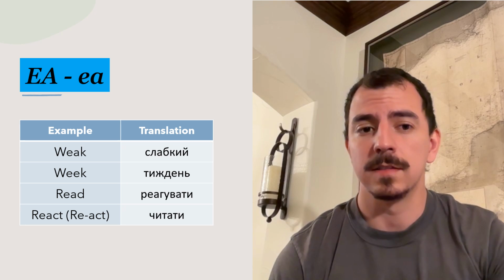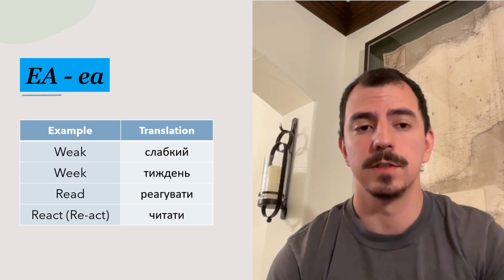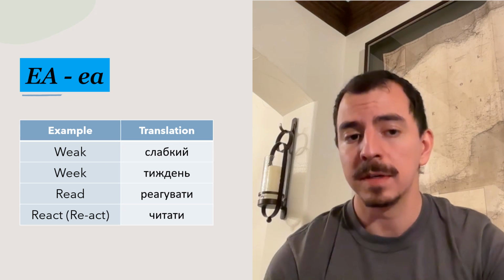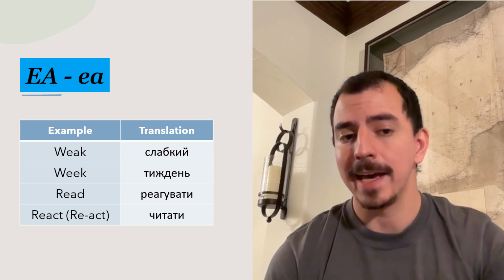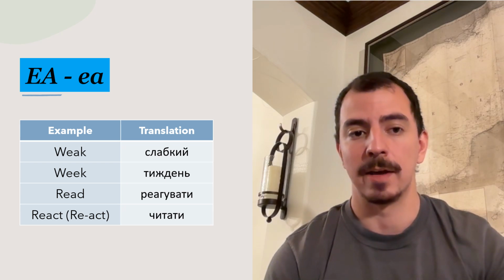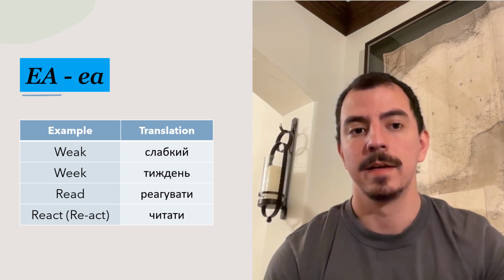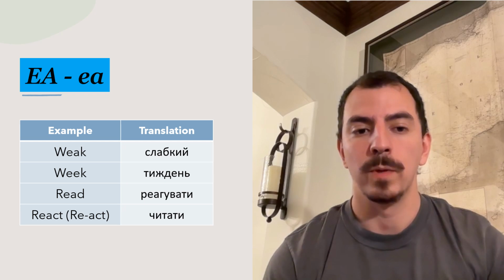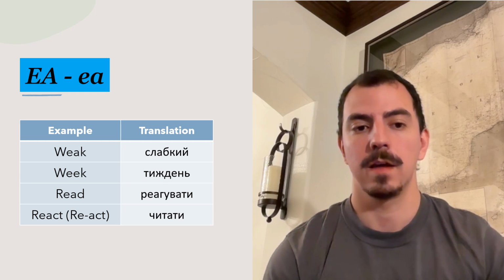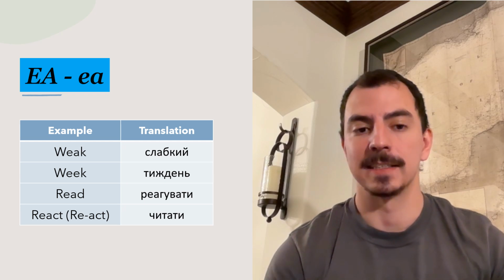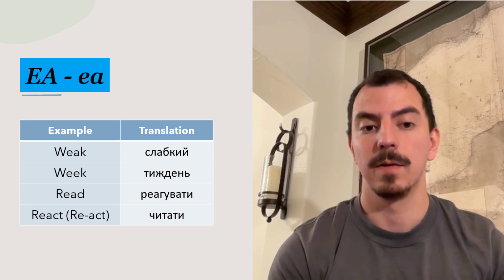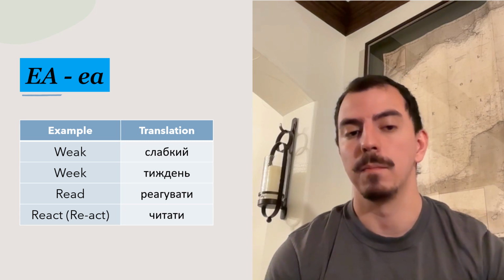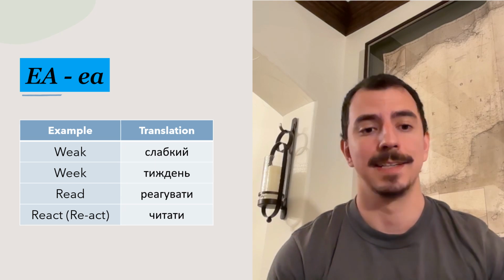This is going to be our first combination of sounds: E and A. E and A together is a little bit of an easier one, where EA close together makes the exact same sound as two E's. So EA sounds like the double E. Weak, W-E-A-K, weak. It's the exact same sound as W-E-E-K, week. That's the rule that will apply the vast majority of the time, 95%.